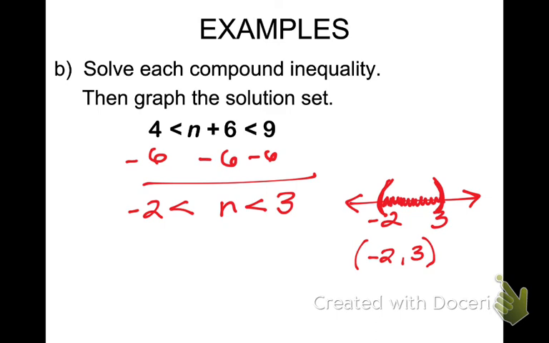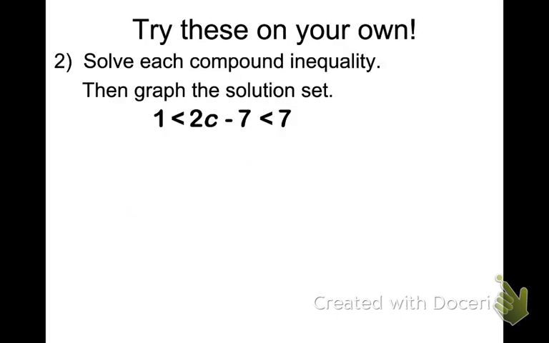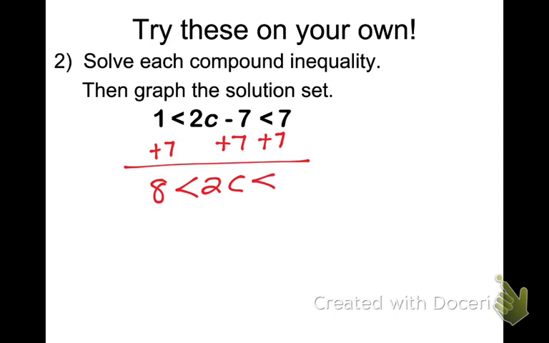All right, let's do one more of those. Let's do 1 less than 2c minus 7 less than 7. And then we'll do some practice. So what's my first move? Good. Add 7 to all sides, not both sides now, all sides. So then we get 8 less than 2c less than 14.